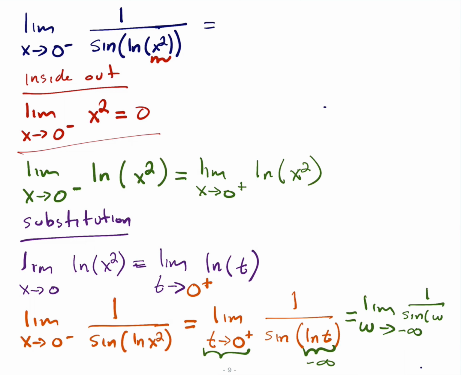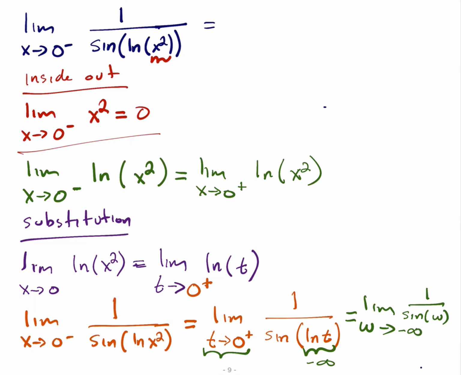1 over sine of W, right? That's not too bad, right? So you replace the ln of t with some other variable, so in this case W. And then instead of t going to 0, the limit is wherever that inside function is going. Does that make sense? So now what?